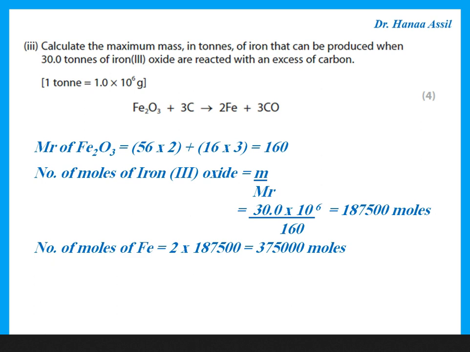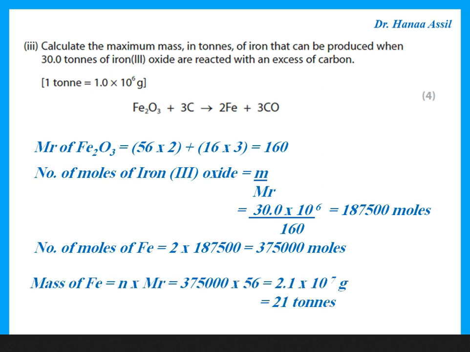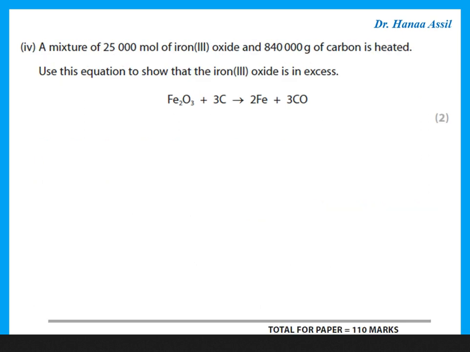Then I can get, what does he want? He wants mass. So mass is number of moles times MR. This would give me the mass in grams, but he wants the mass in tons. So I need to divide by 10 to the 6. So this gives me 21 tons.